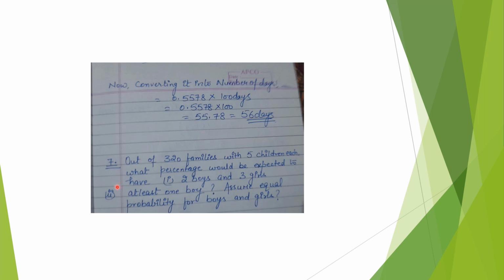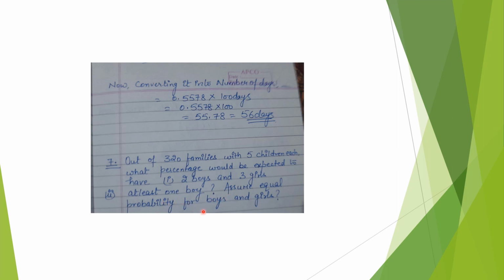Now moving to our next question. This is question number 7, and in this question they are saying out of 320 families with 5 children each, we are taking data of 320 families, and each family has 5 children. What percentage would be expected to have? The first point they are asking for is 2 boys and 3 girls, and in the second point they are asking for at least 1 boy.